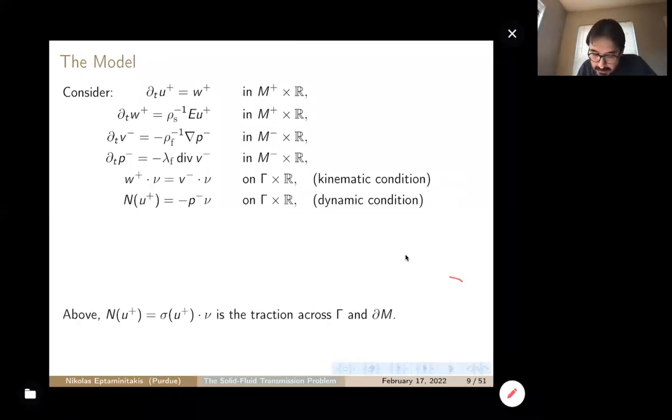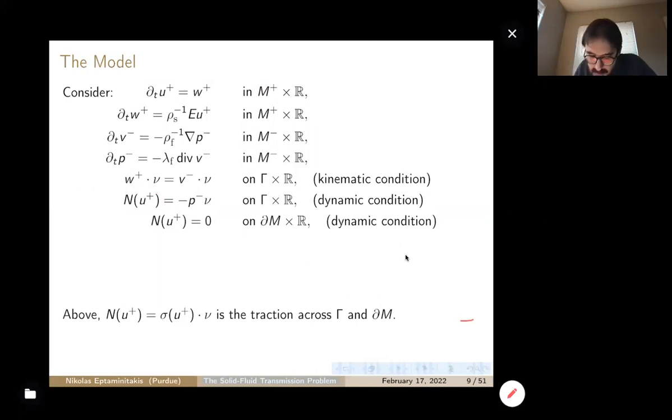Moreover, we need a dynamic condition, which tells us that the traction across the interface between the two media is normal to the interface. This nu is the unit normal. And it is actually continuous. So the normal component is continuous. The tangential components of the traction vanish. So this n of u, we should be thinking of as a Neumann type condition. And so this behaves sort of like a normal derivative for all intents and purposes.